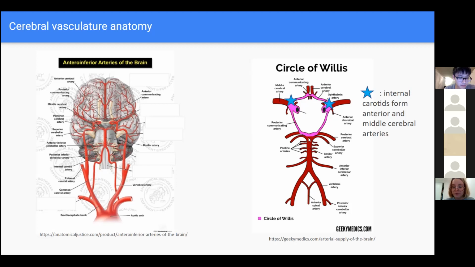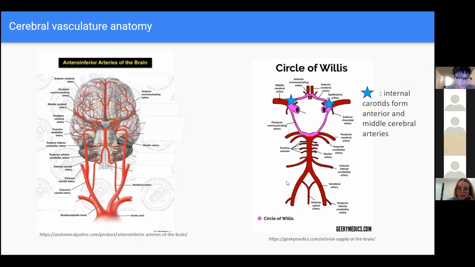And then when we go further down, we start to have the arteries that will supply the brainstem and the cerebellum. So we have the superior cerebral artery, those two here. Then we have the basilar artery that gives rise to the pontine arteries. And then here we have the anterior inferior cerebral artery that we can call AICA. And then the posterior inferior cerebral artery, which are here, from the vertebral arteries.